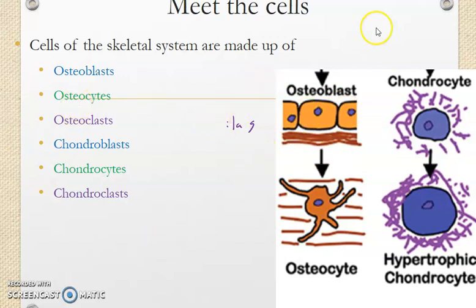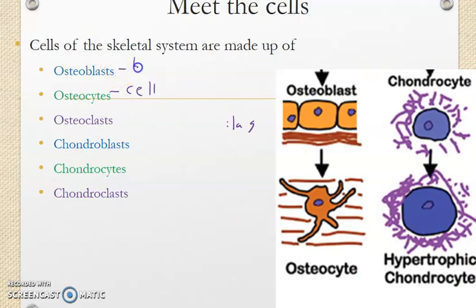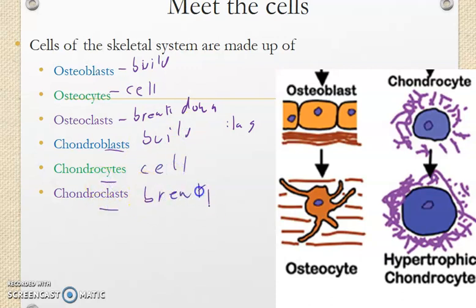So if this is the cell, what was blast? Blast is destroy, right? No, please don't make that mistake. Blast is build. B is for build, not blast. So we have build, we have the cell. What do we have? Breakdown. Same thing, blast is build. Cyte is cell. Clast is break. And we're going to learn the osteoclasts are actually a type of white blood cell called a macrophage, or it's a modified macrophage. And chondroclasts are very rare.